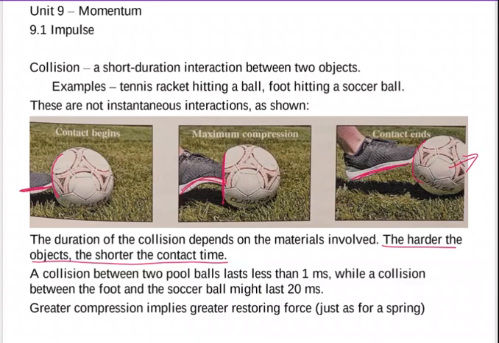The collision between the two pool balls, if you've ever played pool, you know those are extremely hard. So the duration of the impact between two pool balls lasts less than 1 millisecond, while a collision between the foot and the soccer ball might last 20 milliseconds, so 20 times longer. It's still really short. But still 20 times longer between two pool balls versus the soccer ball and the foot.